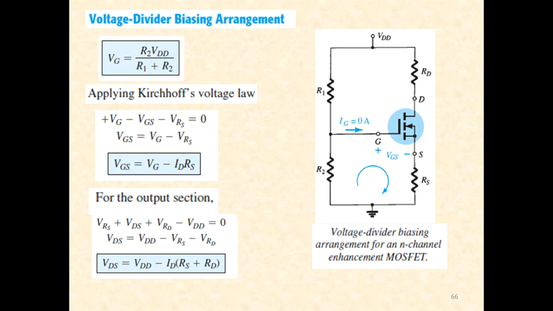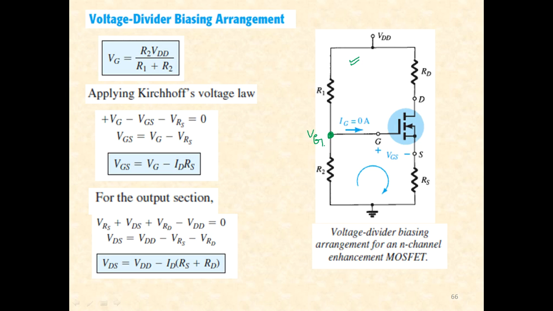Then moving forward to the second type, the voltage divider biasing arrangement. These expressions are similar to those we discussed for the JFET DC analysis. That's the simplified voltage divider biasing circuit. You will have to find VG by applying the voltage divider law. So VG is R2 upon R1 plus R2 multiplied by VDD.